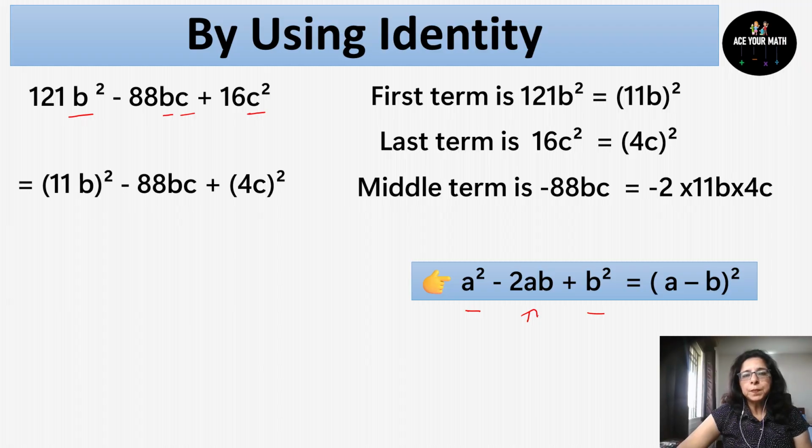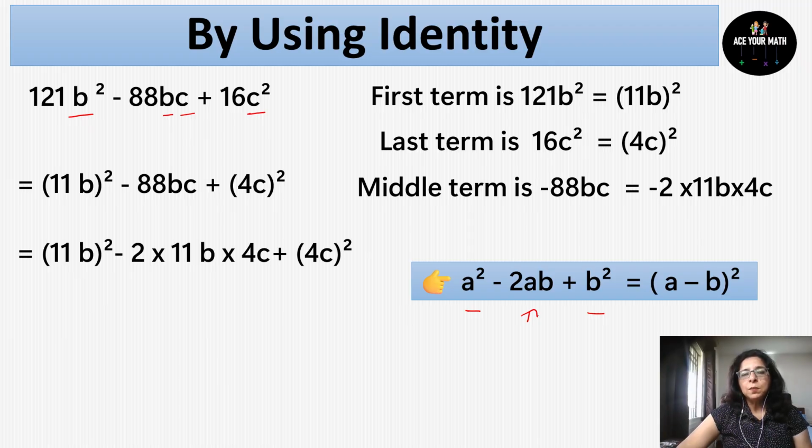So write it down. You will write (11b) whole square minus 88bc and the last term as (4c) whole square. Now convert the middle term also. The middle term can be written as minus 2 times 11 times 4 times bc, plus (4c) square. It means you can use the identity and it can be written as (a minus b) whole square. Your a is 11b and your b is 4c. So the whole expression you can write as (11b minus 4c) whole square.